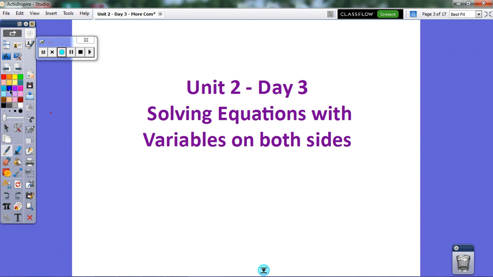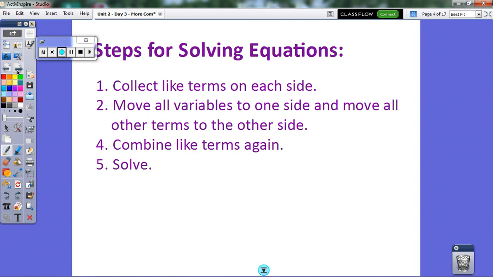So, you've titled your notes, Solving Equations with Variables on Both Sides. And I want you guys to just go ahead and hit pause and copy this down into your notebook. Once you're done copying it, then hit play. Okay, so you've all got it copied.